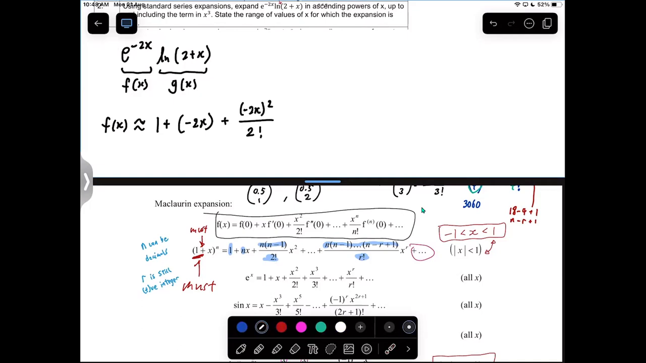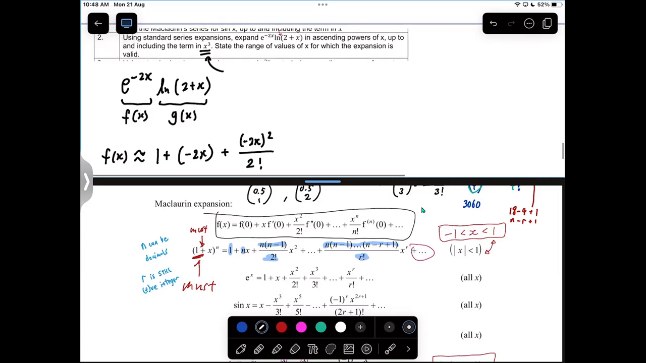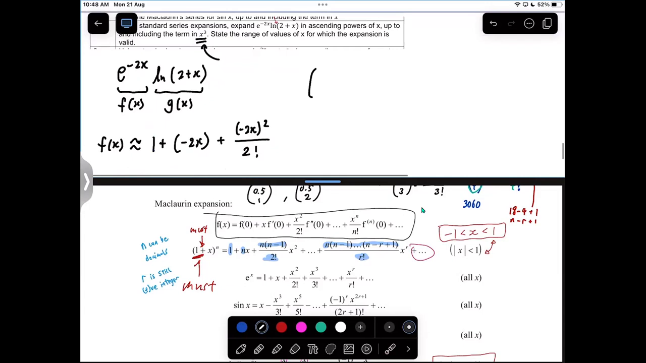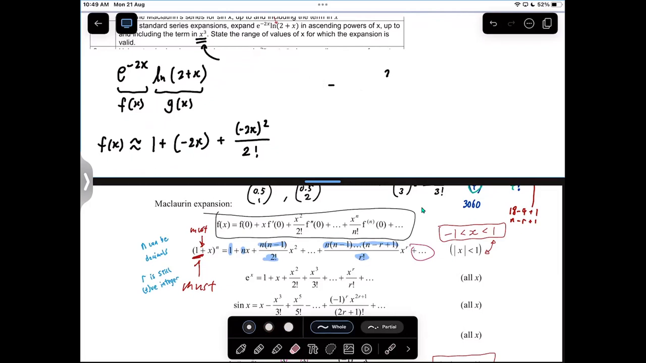But let's read the question requirement. So many terms to expand. When do I stop? You need up to x cubed term. Remember from binomial theorem, you only expand up to the term that's relevant. You're going to multiply it by ln 2 plus x. You're going to expand it as well. Then you're going to multiply together the pairs of terms. You remember your binomial theorem questions? You did so many, like you open up 1 plus x squared, and then you multiply by 1 plus, then you distribute. Remember? Yes, it's the same concept, just made a little bit more complicated with the Maclaurin series.